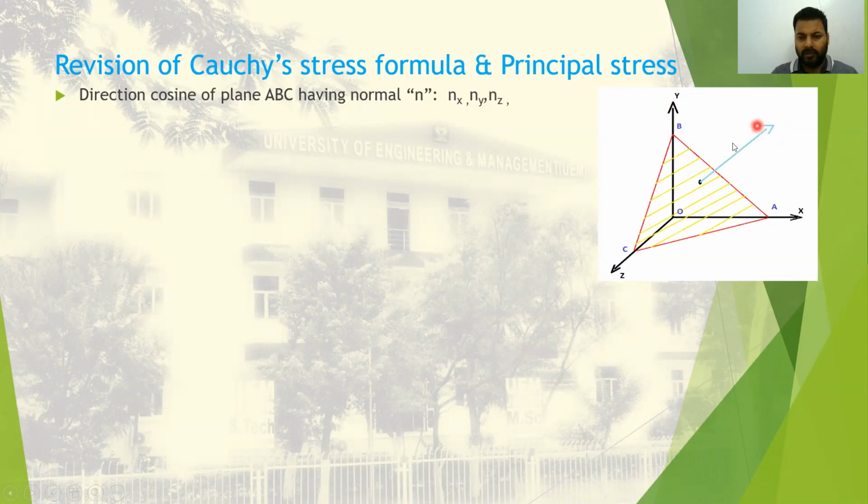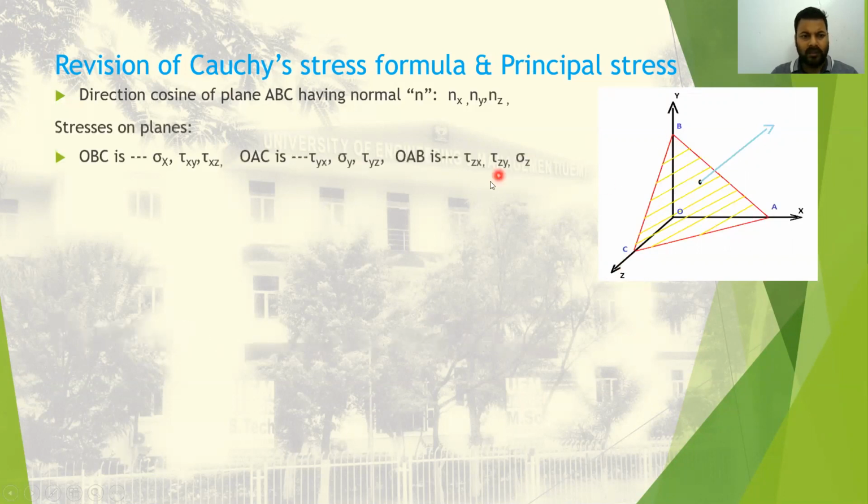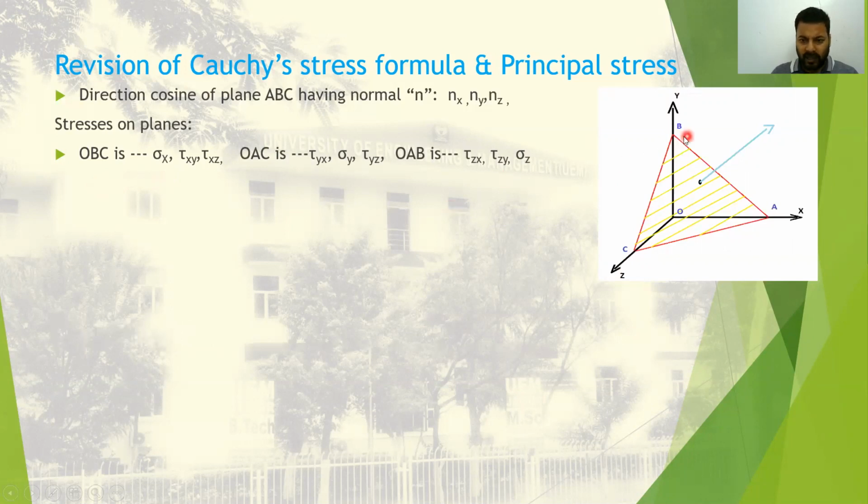And three mutually perpendicular planes OBC, OAC, and OAB had stresses like this. Plane OBC had stresses sigma x, tau xy, and tau xz along the outward normal, that is in this direction. Similarly, along the OAC plane, the stresses along this outward normal are tau yx, sigma y, tau yz, and similarly for the OAB plane, we can also write.